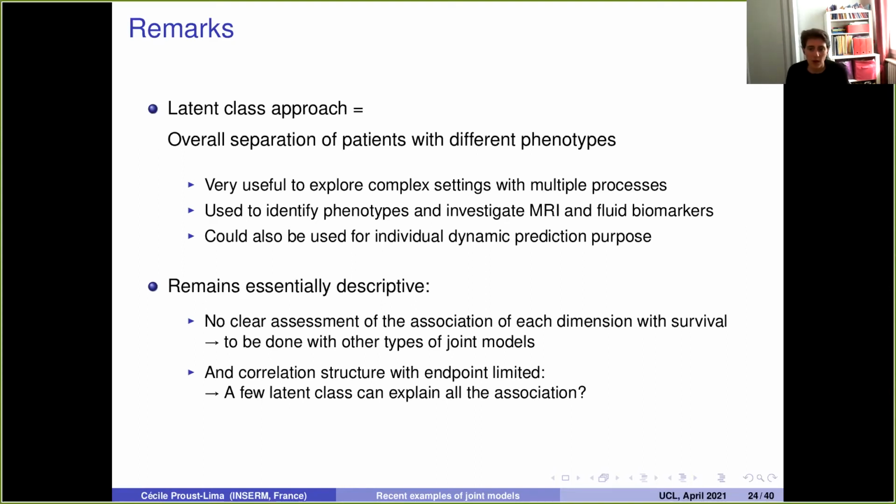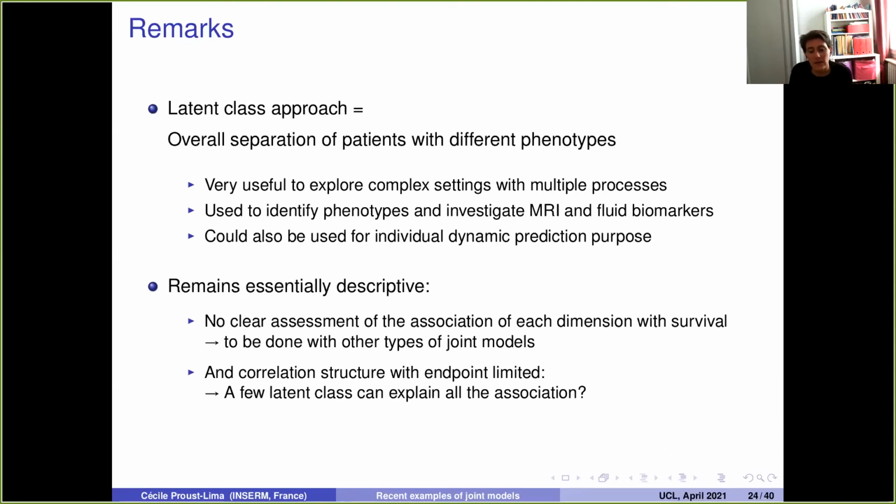But one thing I want to insist on is the fact that this approach is clearly descriptive. There is no clear assessment of the association between each dimension and the survival. I only describe the data and summarize the data.